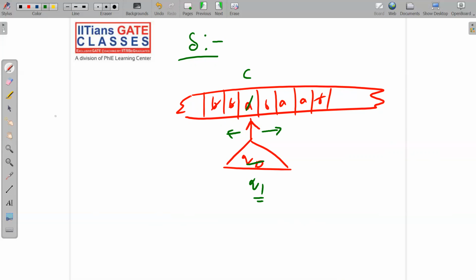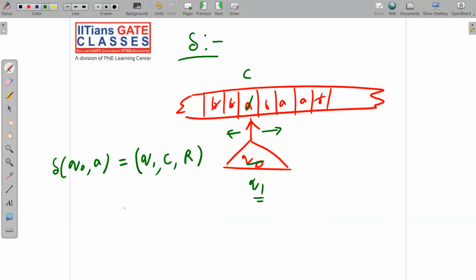So the move should be delta of q naught, A. On q naught, A is read. Now what should be the next state? The next state should be q1, and the symbol which we have written on the tape is C, and we can move right or left. That means we have to give a direction. So let me say we move right.